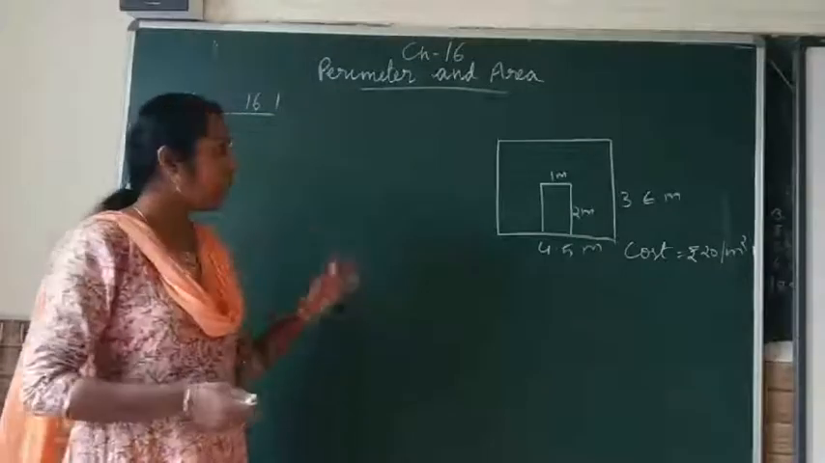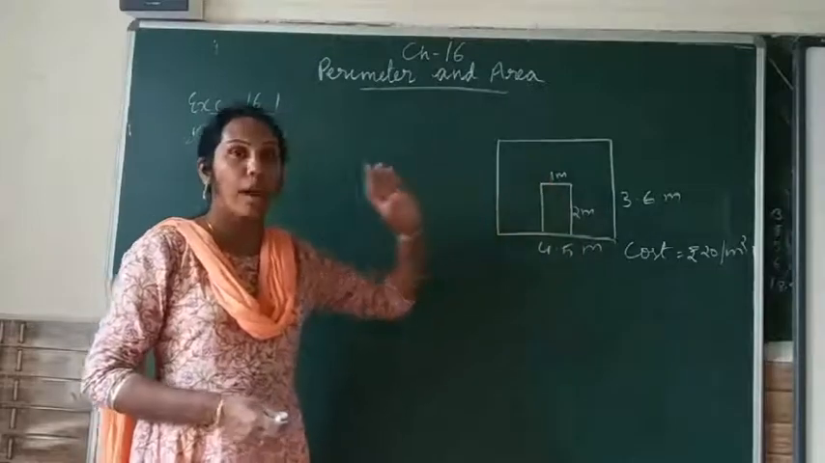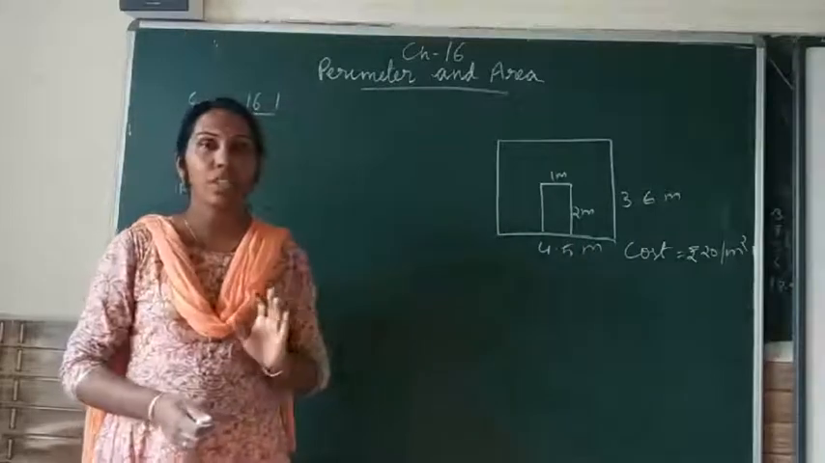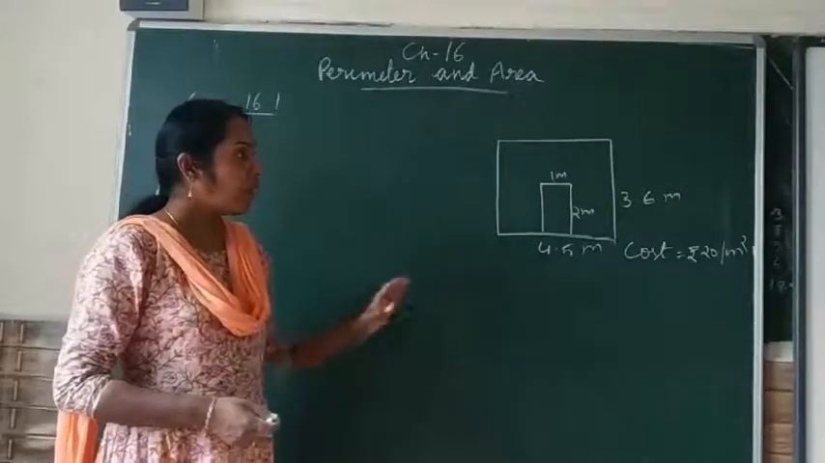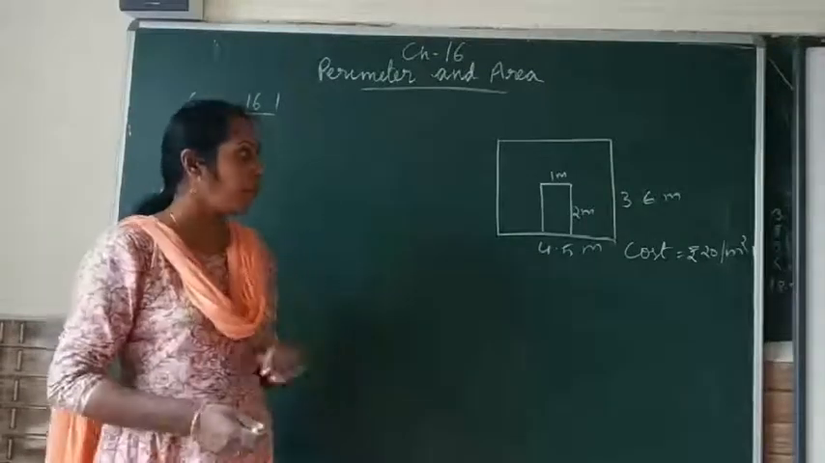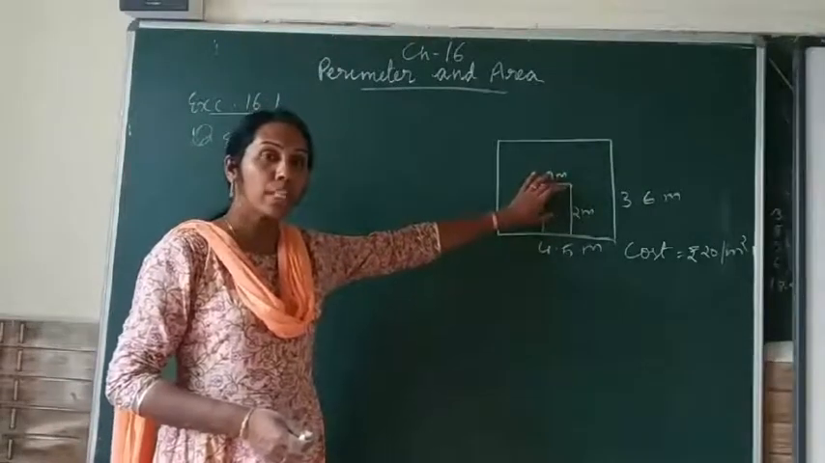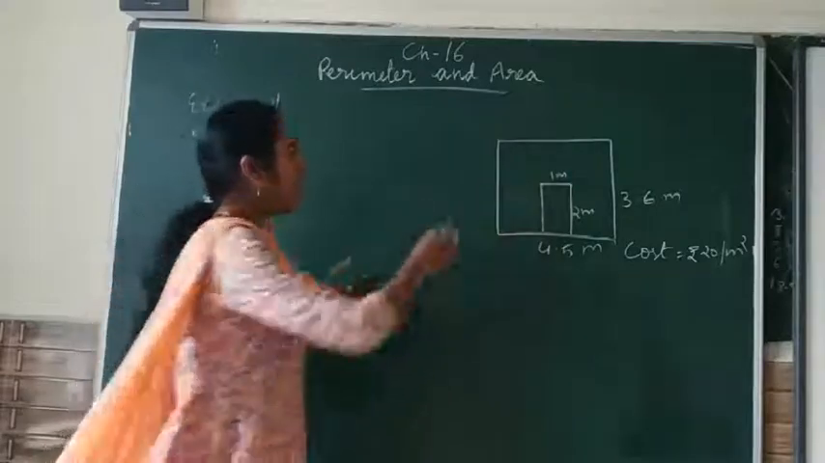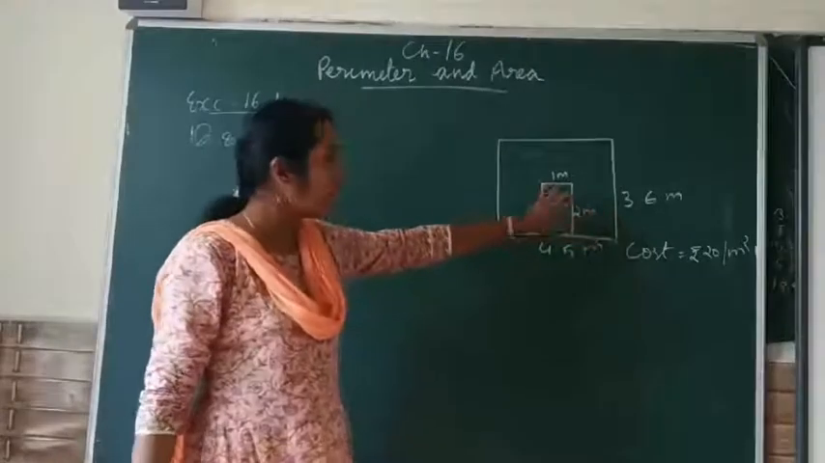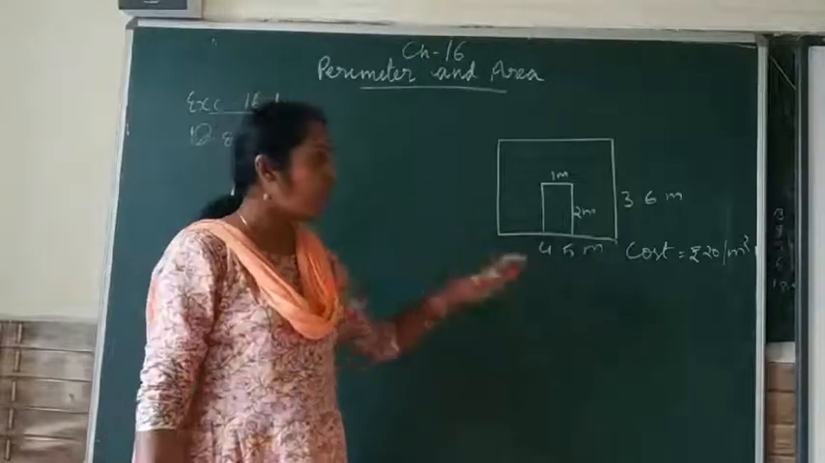Now we can do question number 8. A door of height 2 meter and width 1 meter is fitted in a wall of length 4.5 meter and height 3.6 meter. What is the cost of whitewashing the wall at the rate of ₹20 per meter square? We know that when the door is fitted on a wall, the door has to be excluded when it is whitewashed. That means only this area has to be whitewashed. This area can be obtained by subtracting the area of the door from the total area of the wall. Then we can multiply by the cost.